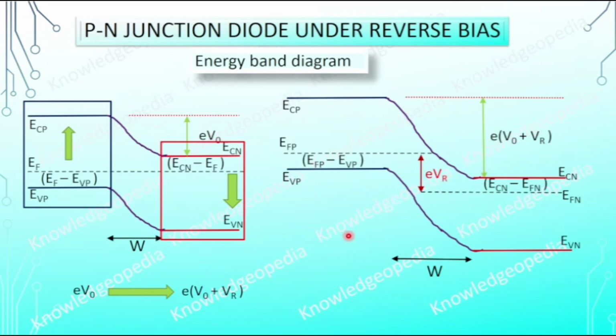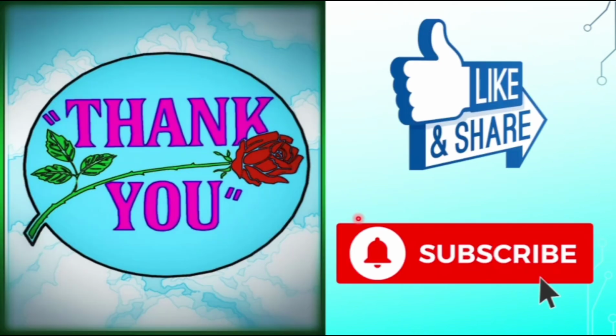So today we have discussed the forward and reverse bias for PN junction diode and the energy band diagrams for both the conditions. In the next class we will look into the voltage current characteristics, or VI characteristics, for PN junction diode. Today we will stop here.